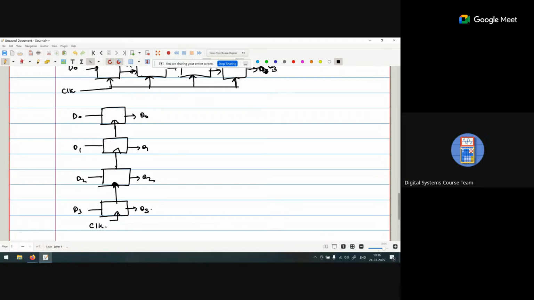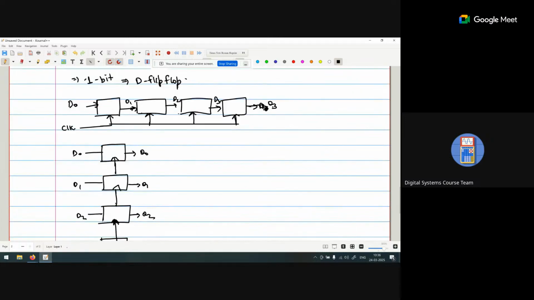Can you see any difference between these two diagrams? Yes, any doubt? Any difference between these two diagrams? Okay, no idea?